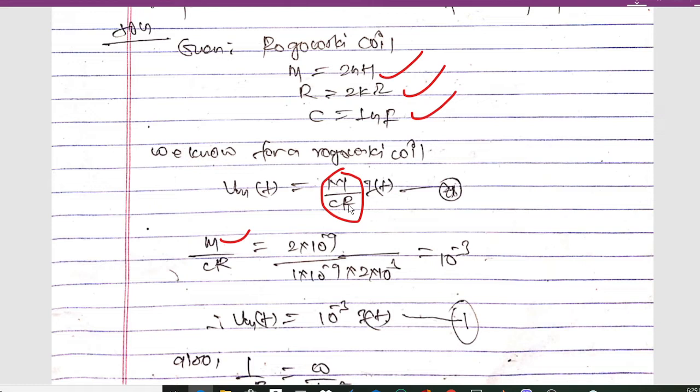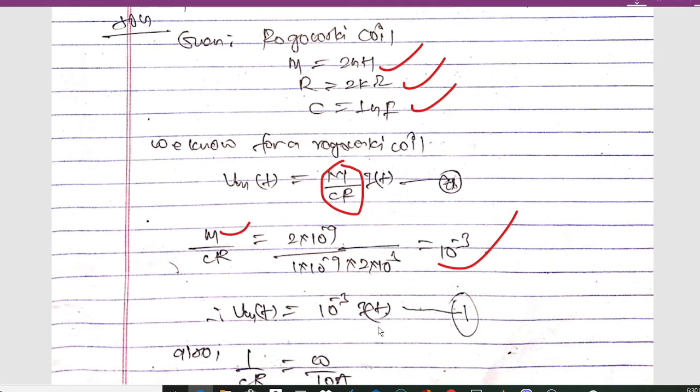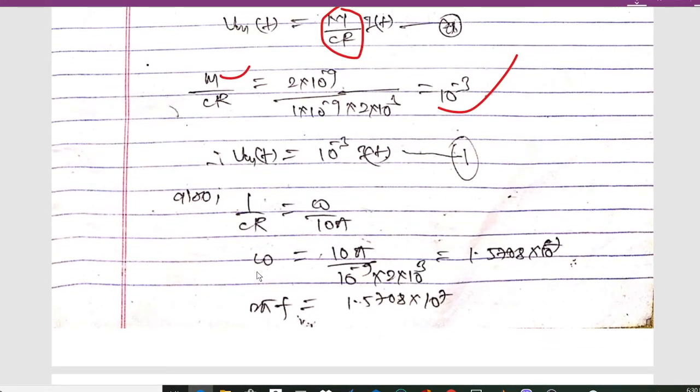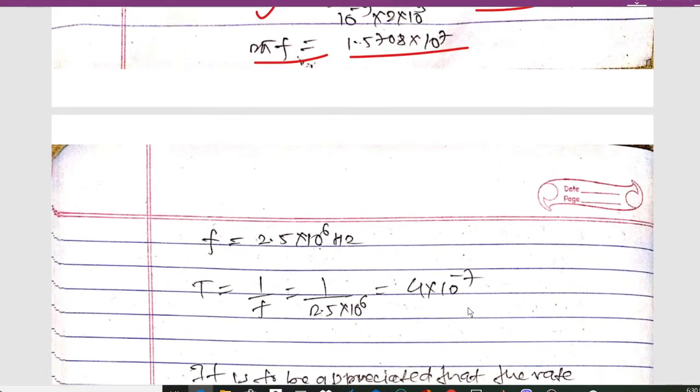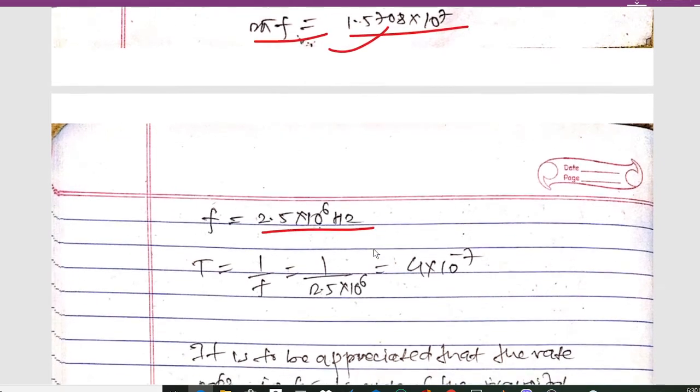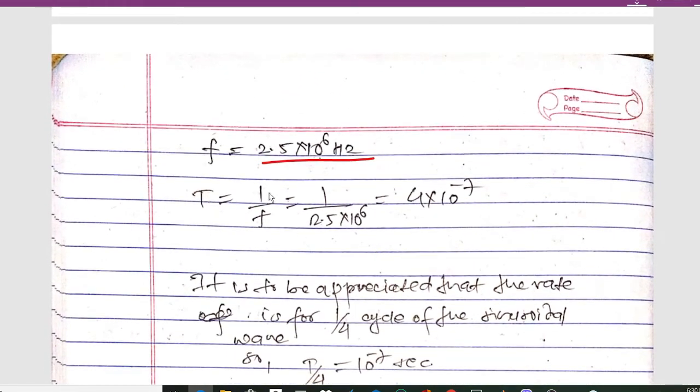So we have Vm(t) equals M upon CR into I(t). In place of M we have 2 nanohenry, similarly in place of C we have 1 nanofarad, and in place of R we have 2 kilo ohms. Just substituting the values, we get 10 power minus 3, and Vm(t) will be 10 to the power minus 3 I(t). Now we know 1 upon CR equals omega upon 10 pi. So from here we will get the value of omega, and we know omega equals 2 pi f. So from these relations we will get the value of f. So f will be 2.5 into 10 power 6 hertz, and time period T is given as 1 upon f. So 1 upon 2.5 into 10 power 6 gives 4 into 10 power minus 7.